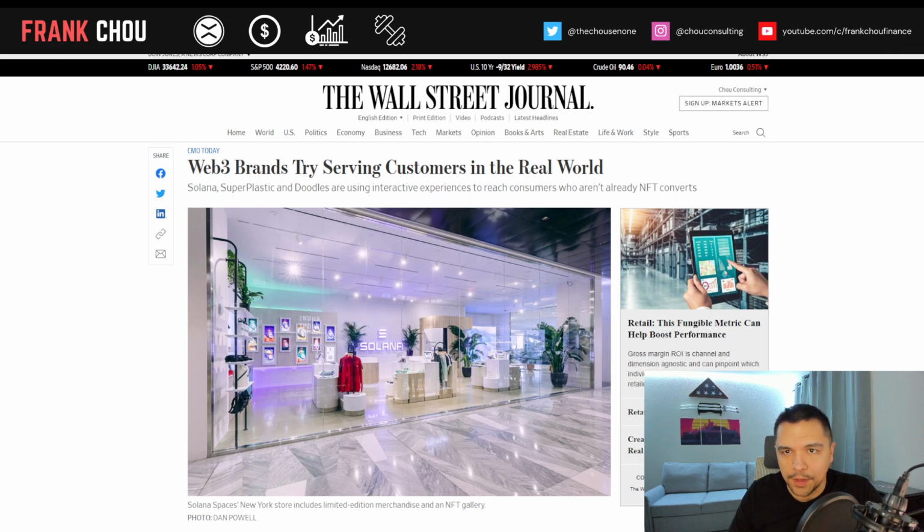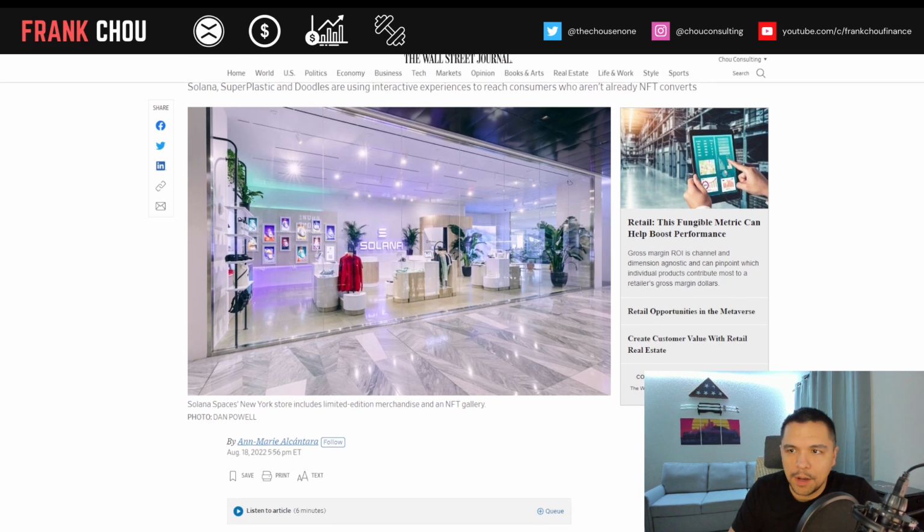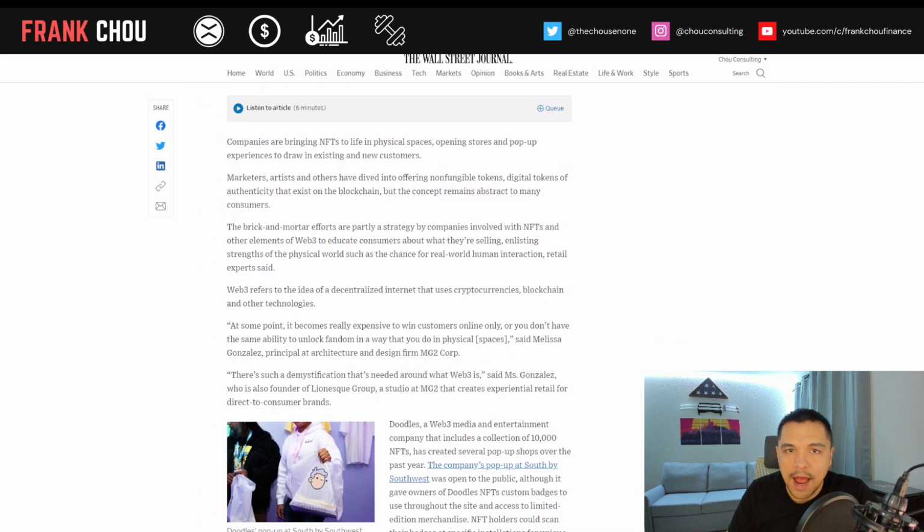Now, this was in the Wall Street Journal, and I think it's really important for us to see what other players in the space are doing, because the XRP ledger, as we know, is efficient, it's green, and it's low cost. The ability to service a large number of transactions is also vital for future growth and enhancement. But there are other brands out there that are trying to serve customers in the real world.